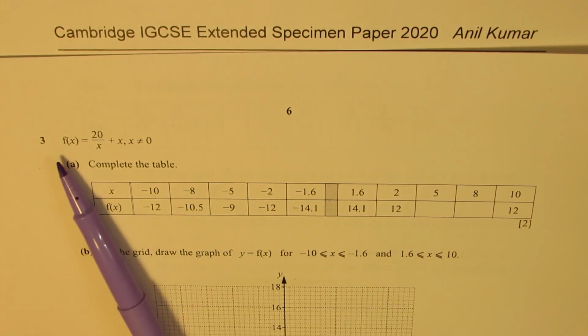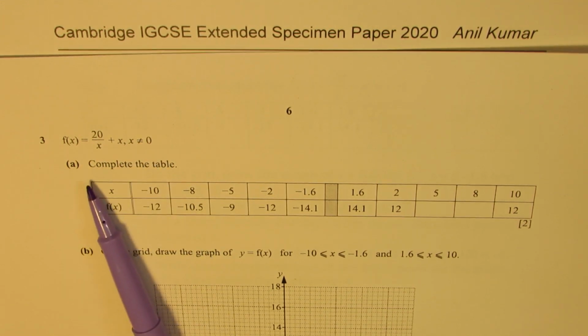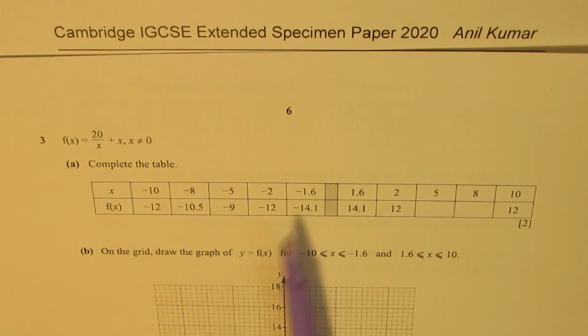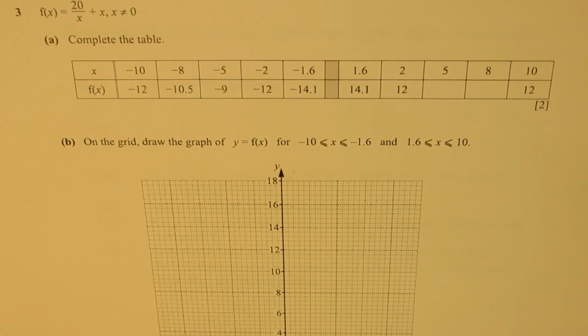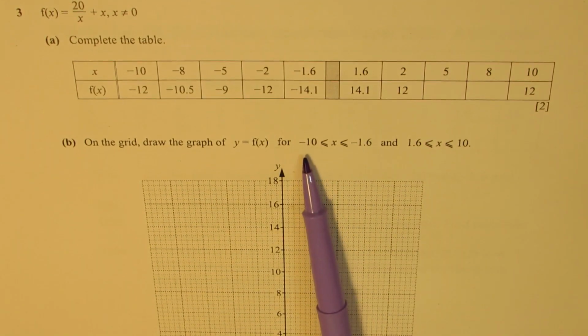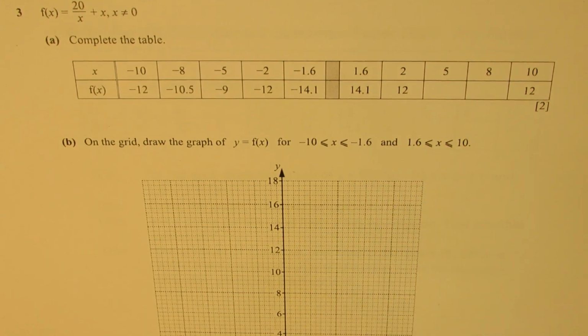We are given a function f of x equals 20 over x plus x, where x is not equal to 0. We need to complete the table. Some values are given. And part B of this question is, on the grid, draw the graph of the function in the given interval from minus 10 to minus 1.6 and from 1.6 to 10. So we need to graph it here.